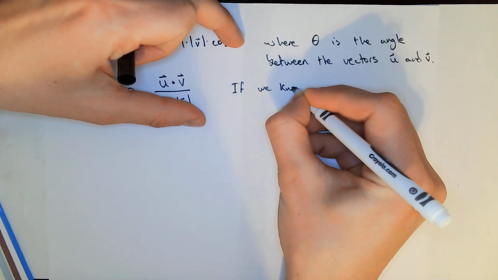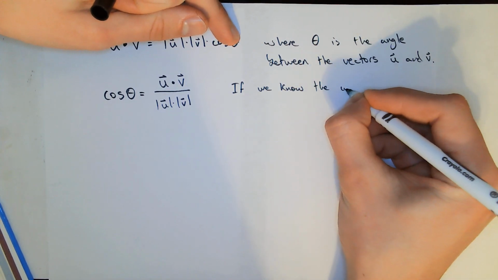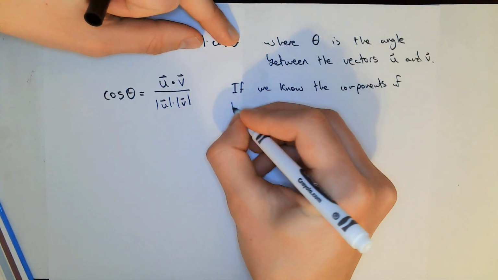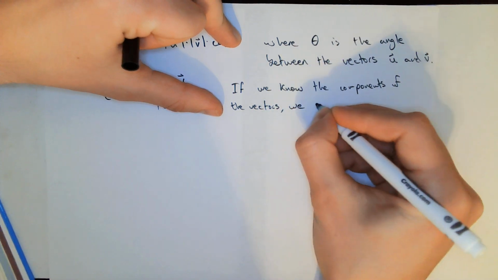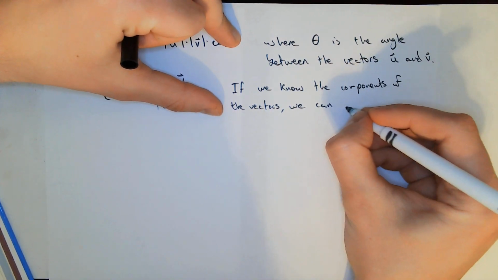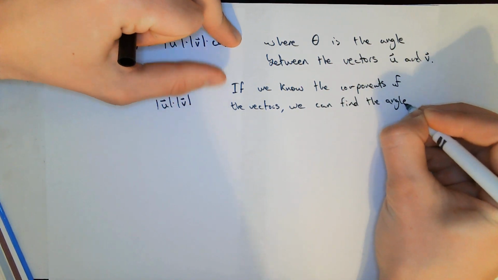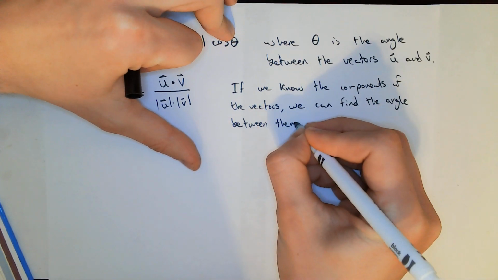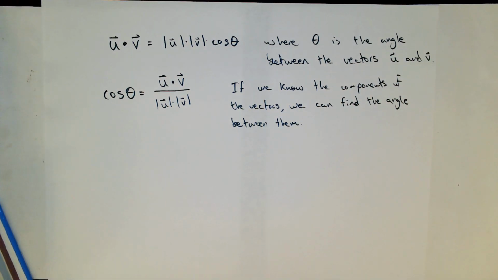if we know, what do we need to know to compute the dot product? The components, right? That's what we need to be able to compute the dot product of the vectors, then we can find the angle between them. And that is a very, very useful thing to know how to do in physics and engineering. So let's run an example.